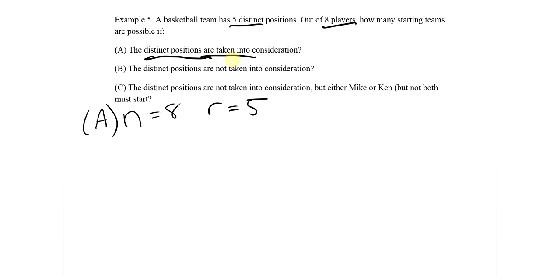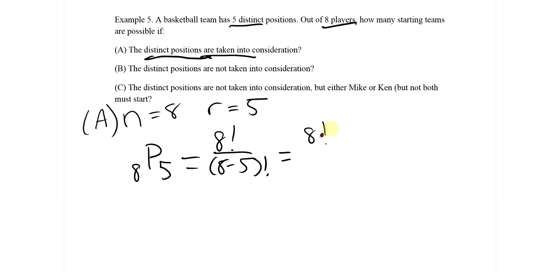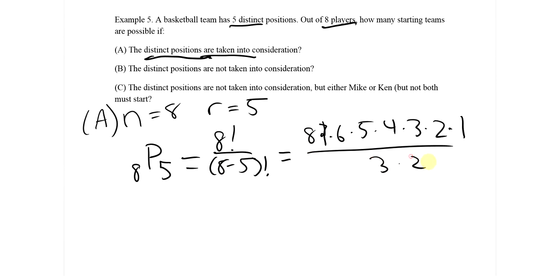So we have distinct positions taken into consideration. So we'll have a shooting guard, a quarterback. I don't know basketball stuff, sorry. But yeah, we'll have 5 positions, I guess. So it's 8P5. Each of the players will have a position on the court. So it'll be 8 factorial over 8 minus 5 factorial. So we'll have 8 factorial, or 8 times 7 times 6 times 5 times 4 times 3 times 2 times 1. 8 minus 5 is 3, so we'll have 3 factorial, 3 times 2 times 1. Those will all cancel out. So we'll have 8 times 7 times 6 times 5 times 4.